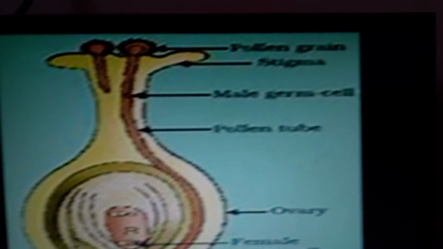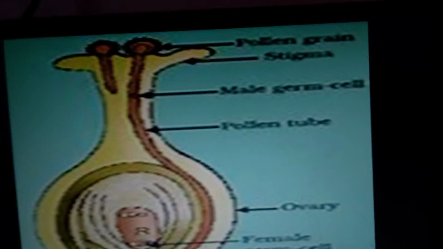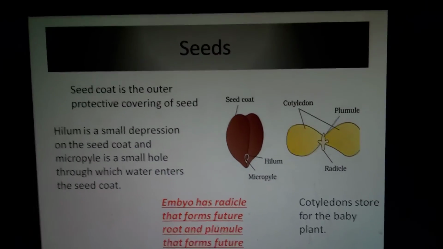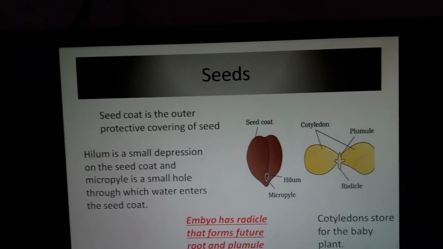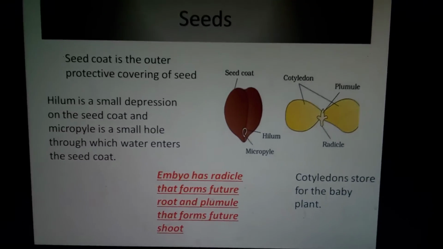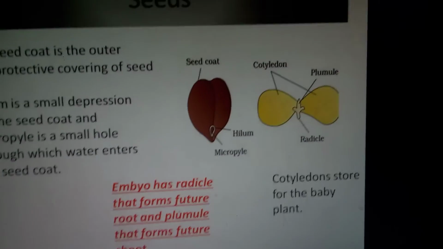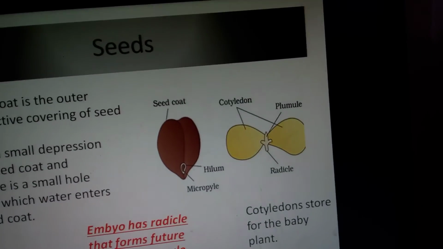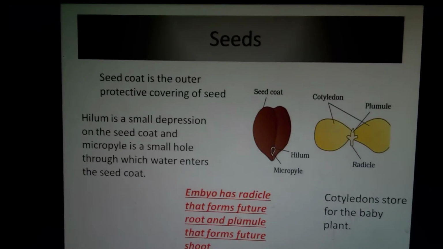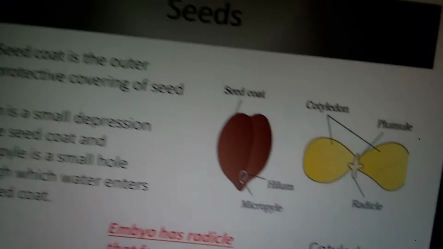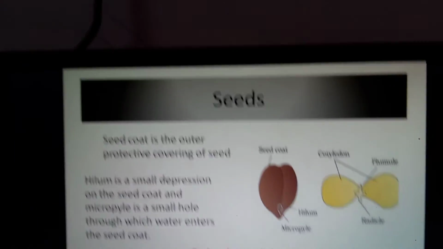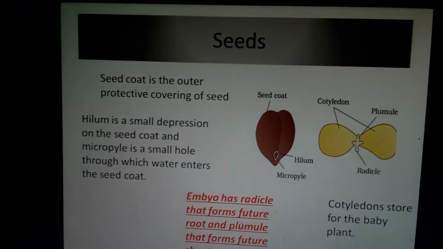This is a picture of a flower. Seeds. The seed coat is the outer protective covering of the seed. We all know about the seed coat, the cotyledons and the embryo, but now we will learn about them in a little more detail. This is the seed coat. The seed coat is the outer protective covering of the seed.